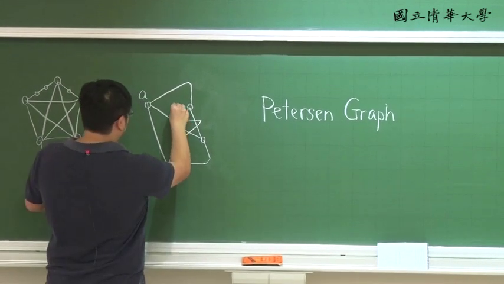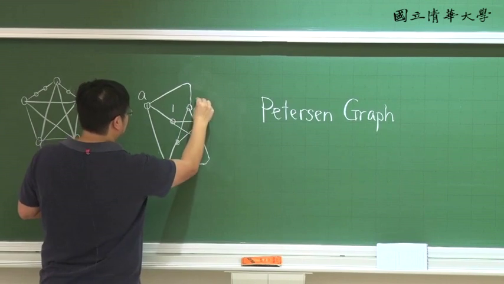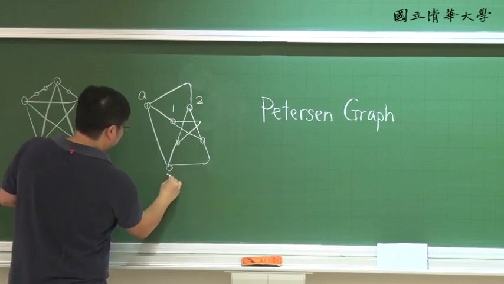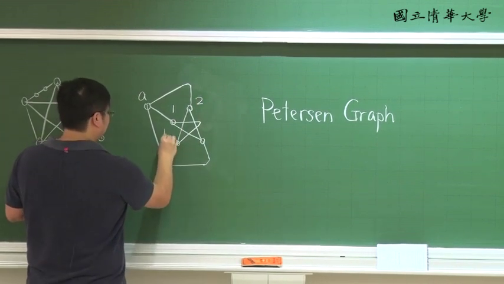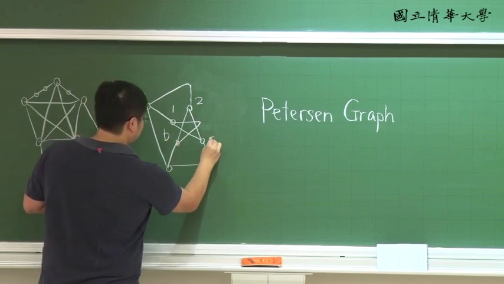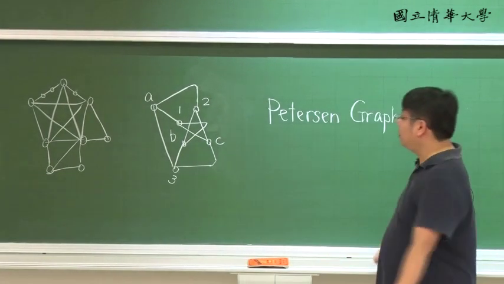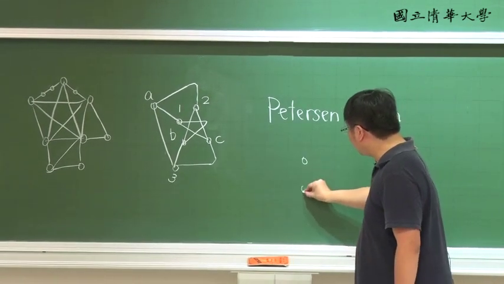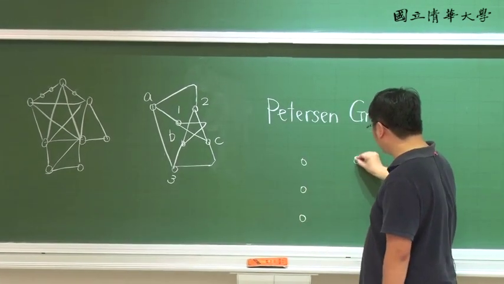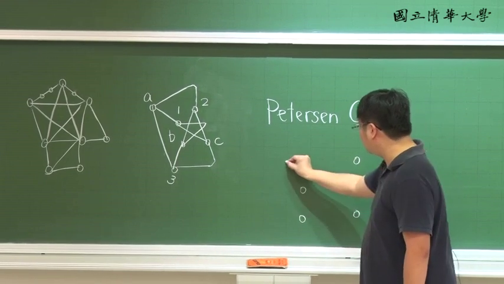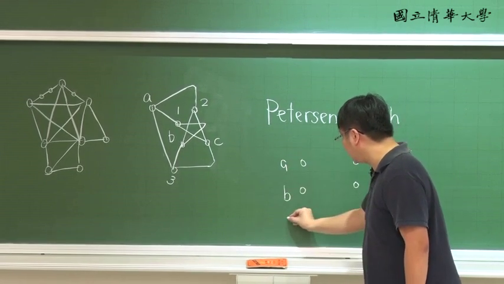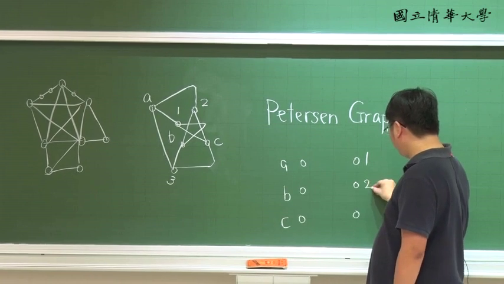Let's call it vertex 1, vertex 2, vertex 3. Is that okay? Let's call it vertex B, and let's call it vertex C. So I'm now changing the labels into A, B, C, and 1, 2, 3. Let me try to draw A, B, C on one side and 1, 2, 3 on the other side. So we have A, B, C, 1, 2, 3.